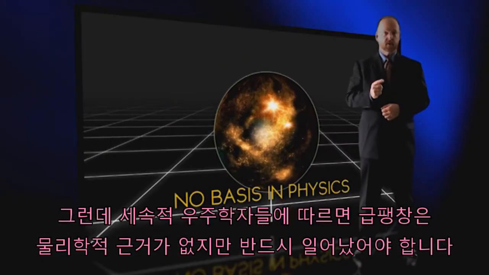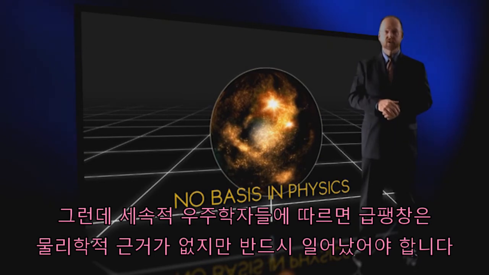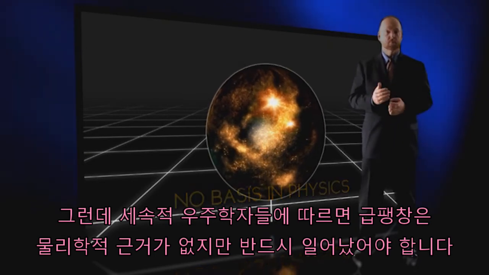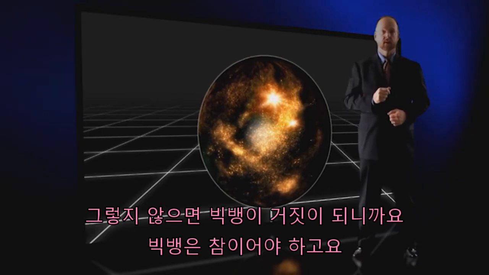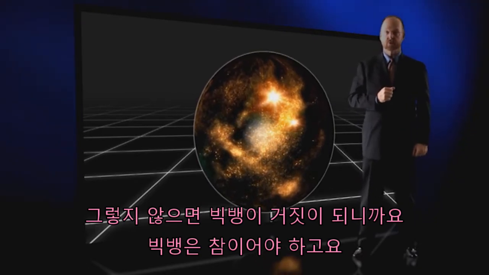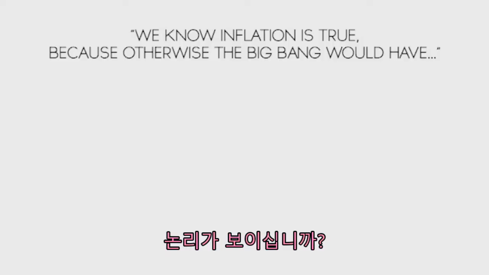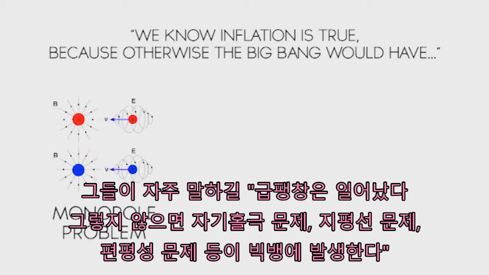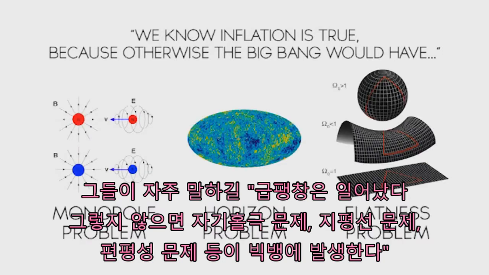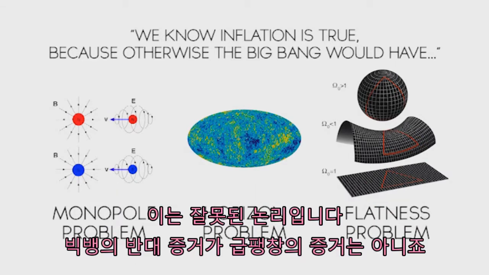But according to secular cosmologists, even though inflation has no basis in physics, it must have happened, because otherwise, the Big Bang model would be falsified. And we know the Big Bang model is true. See the reasoning here? Secular cosmologists often say that we know inflation happened, because otherwise the Big Bang model would have the monopole problem, the horizon problem, the flatness problem, and so on. But that's a logical fallacy. Evidence against the Big Bang model is not evidence for inflation.